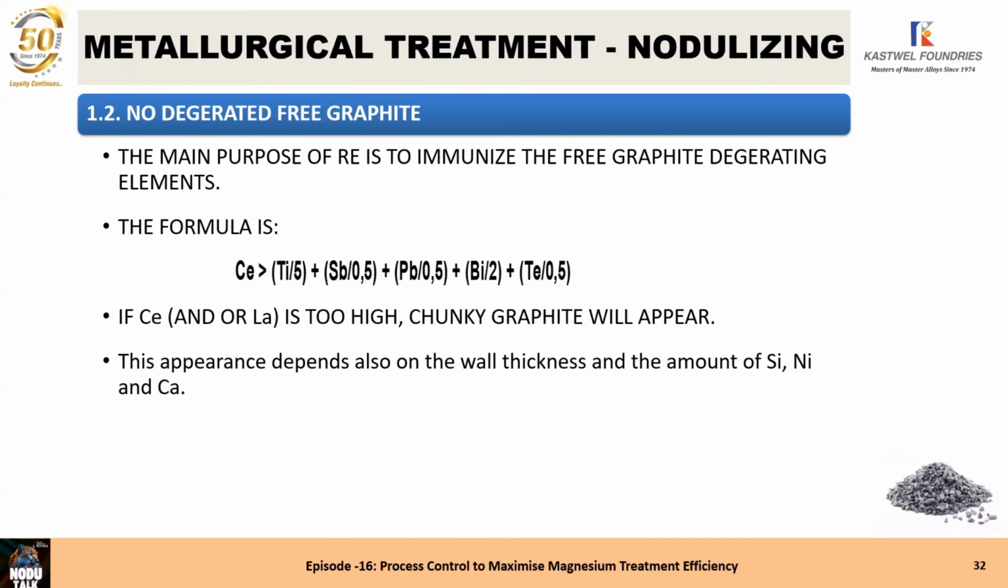The elements which the rare earths are required to neutralize are titanium, antimony, lead, bismuth, and tellurium. The formula for the amount of rare earths required to neutralize these elements is: titanium divided by 5, plus antimony divided by 0.5, plus lead divided by 0.5, plus bismuth divided by 2, plus tellurium divided by 0.5. The rare earth present should be more than this to ensure that there is no degenerated graphite in our structure. If cerium and or lanthanum is too high, chunky graphite will appear in the microstructure.